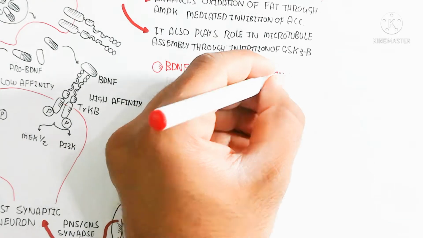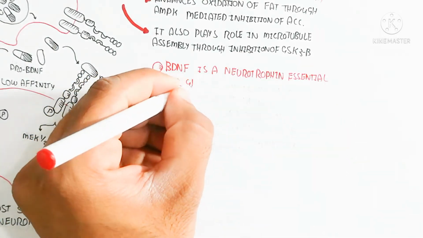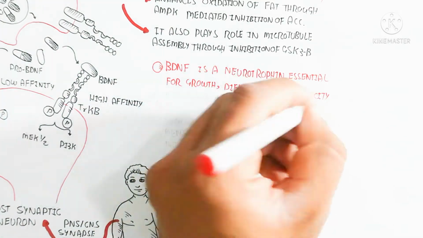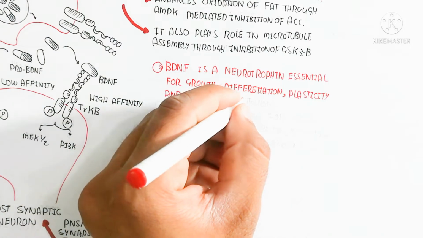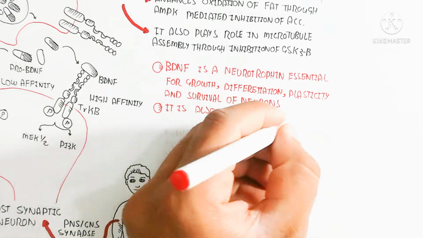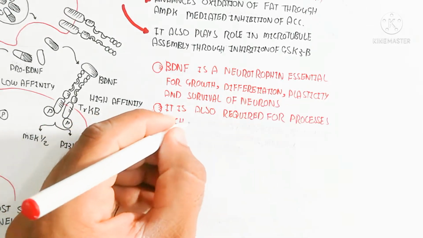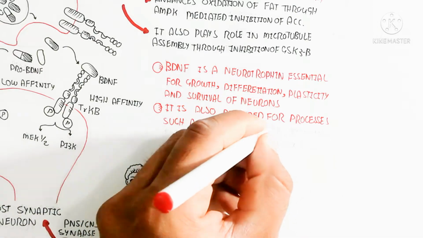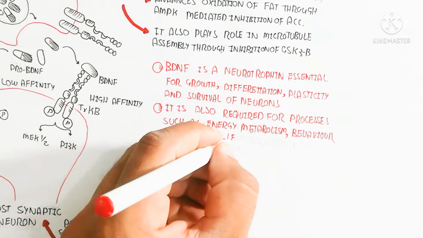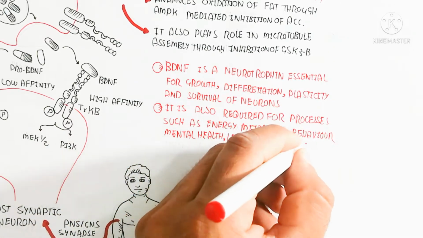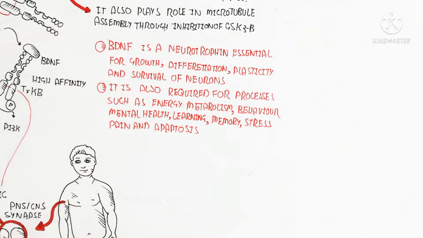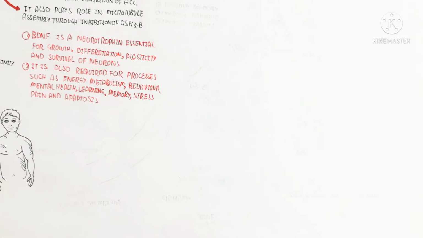The BDNF is a neurotrophin essential for growth, differentiation, plasticity, and survival of neurons. What is plasticity? Plasticity means the nerves will be more protected, and they create different pathways for nerve impulse and integration. It is also required for processes such as energy metabolism, behavior change, mental health, learning and memory, as well as stress, pain, and apoptosis. All these things also require BDNF.